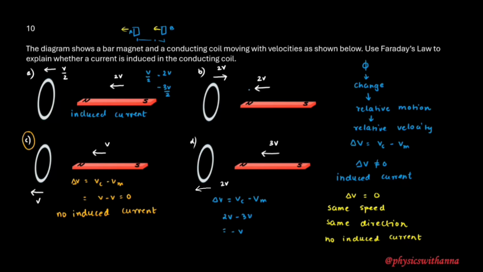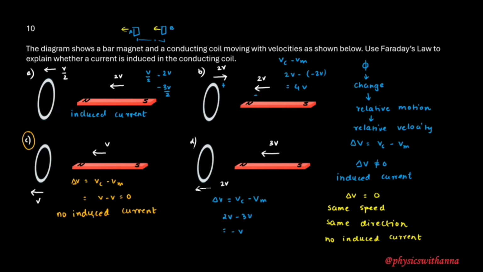In case B, the coil and the magnet have the same values of velocity, but they are going in opposite directions. So if I take the direction of the coil to be positive, the direction of the magnet will be negative. When you do Vc minus Vm, you get 2v minus minus 2v because they are in opposite directions, hence the negative sign. That gives you the relative velocity to be equal to 4v. So in cases A, B and D, the relative velocity is not zero. Hence we say that there is an induced current in these cases.